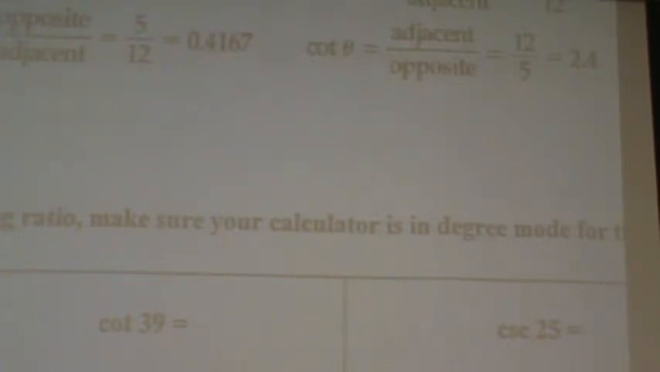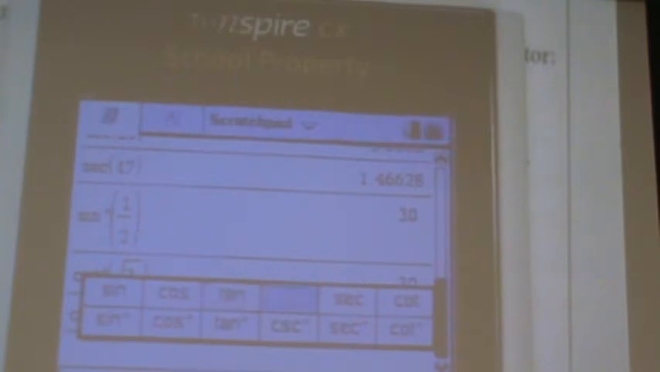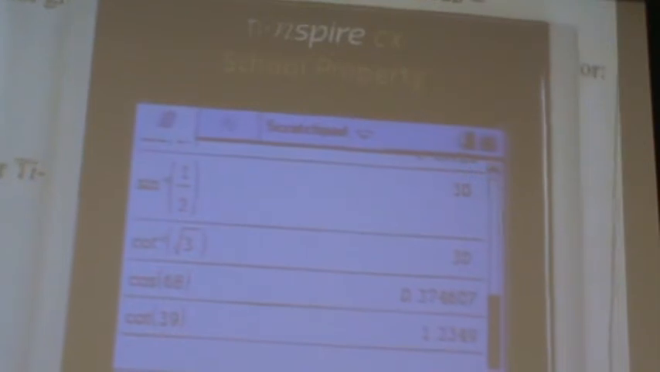All right, what do you hit if it's a reciprocal one, not inverse? On these calculators, you're gonna hit 1 divided by, we don't have a cotangent button. So you're gonna hit 1 over tangent and then 39. And you get 1.238. But on this calculator, you have a cotangent button, which is very nice. Hit cotangent and 39. And there's the same answer.